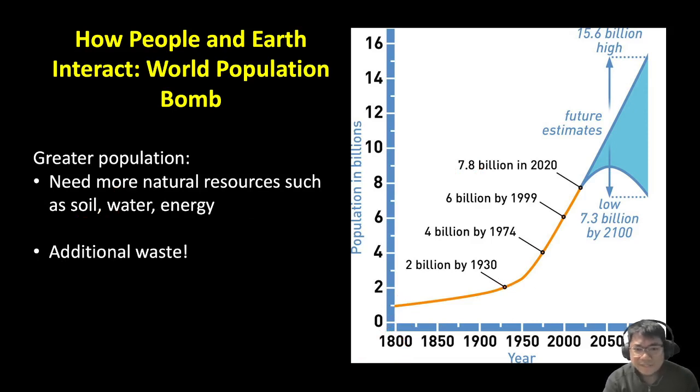The reason why we discuss this is because, of course, if you have more people in a certain region, especially on Earth, that means that we would need more natural resources such as soil, water, energy to support our activities on Earth. Okay, and that also means that could also give some negative impacts to the environment because of additional waste that will be produced by greater population.